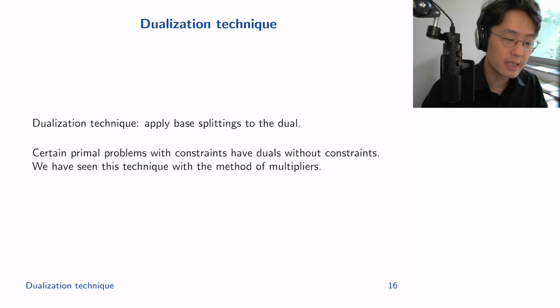And we've actually seen an instance of this dualization technique before. We have seen it when we derived the method of multipliers. In the setup of method of multipliers, there was a primal problem, a primal minimization problem with a linear equality constraint. We took the dual of the primal problem, and the dual problem is an unconstrained problem. And when we applied the proximal point method to the dual problem, we obtained the method of multipliers.